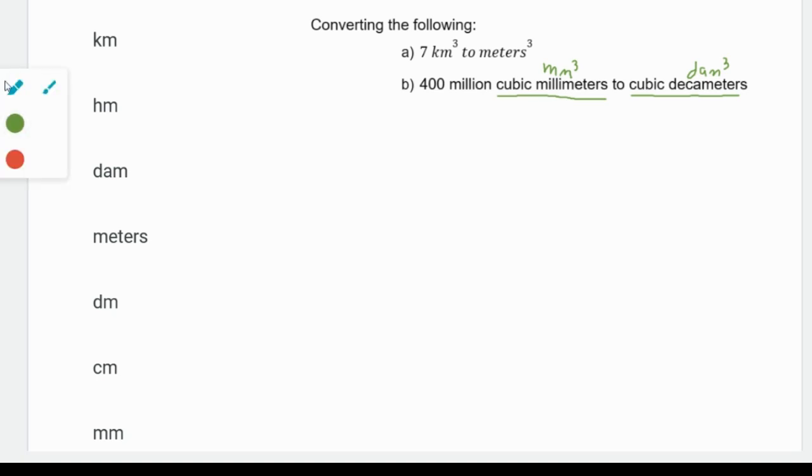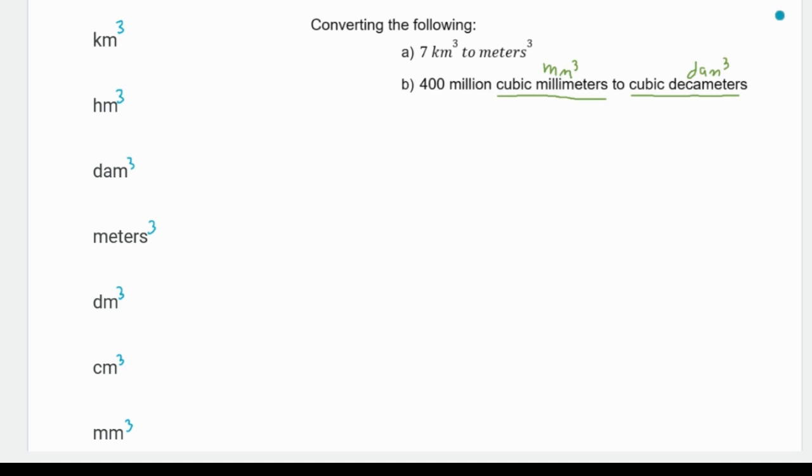But okay, let's just start with our first question. The first part is kilometers cubed to meters cubed. First off, let's change these all to cubed because now we're working with volume. We're not working with distance, we're working with cubic volume. And that's really important because we have to remind ourselves that every step we take is actually going to be multiplying or dividing by 1,000. Because if I look here, there's 1,000 hectometers cubed in 1 kilometer cubed, and there's 1,000 decameters cubed in a hectometer cubed. So we have to keep in mind that we're going to be using 1,000 for each step rather than just 10 or 100.